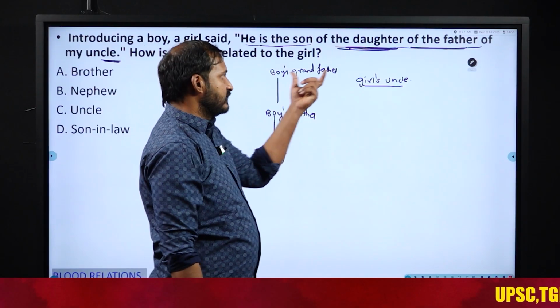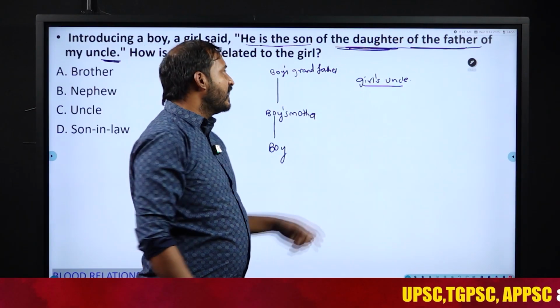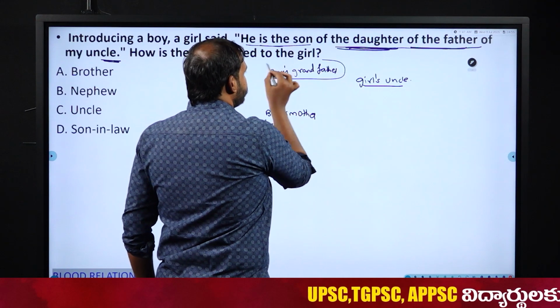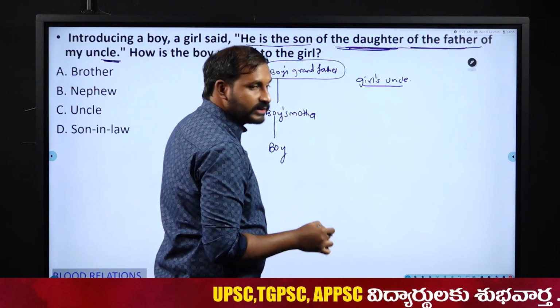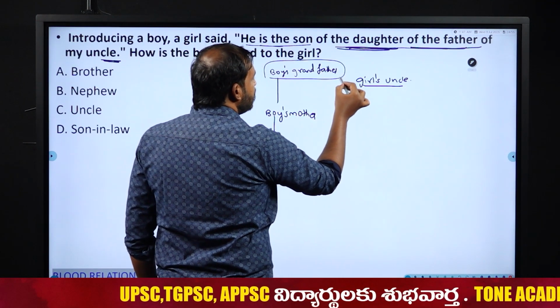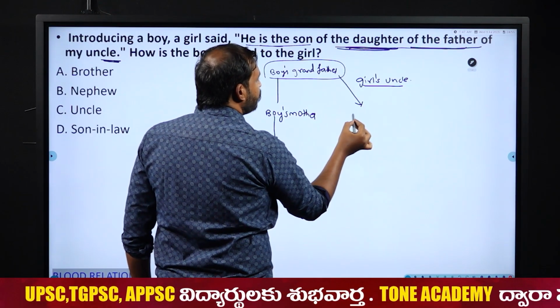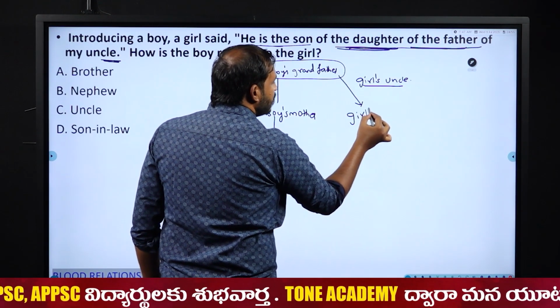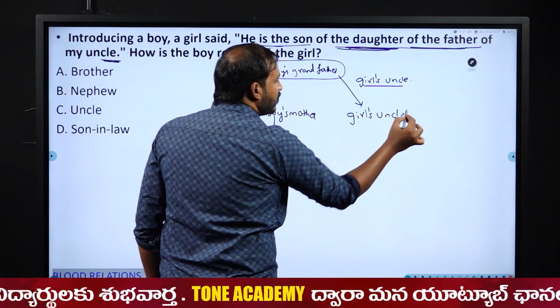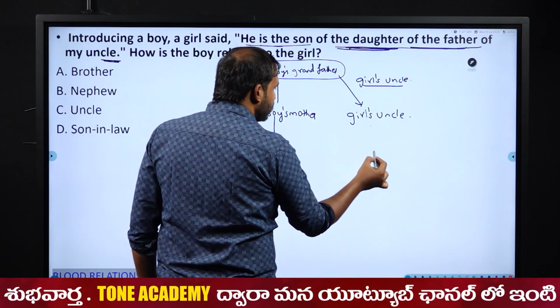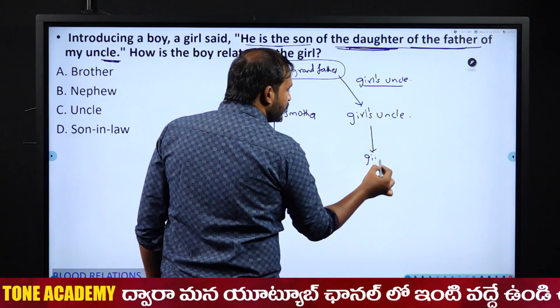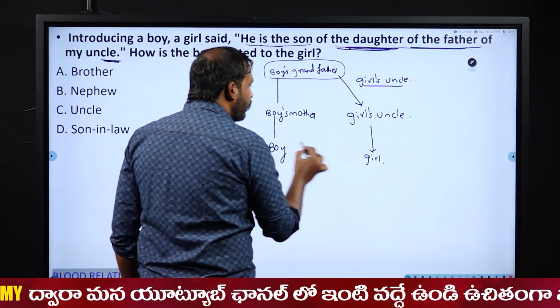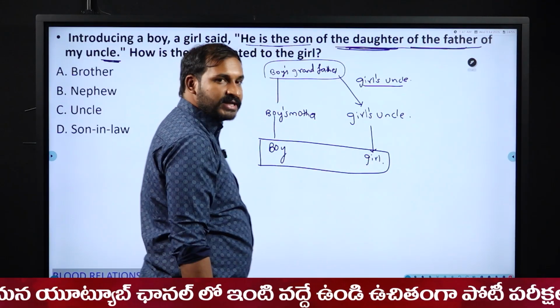Now, the same person, daughter of the father of my uncle, means what? That boy's father is the father to whom? He is also father to the girl's uncle. So, where will that girl come? That girl will come to the next generation, right? That means more or less the boy and girl will become the same generation people.